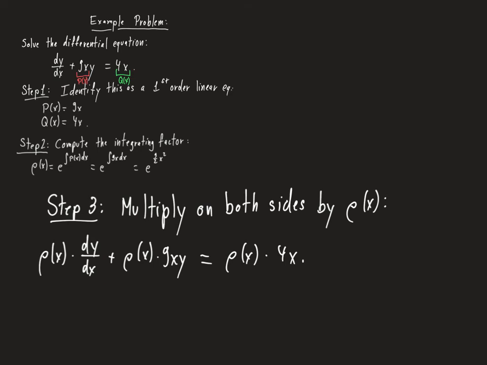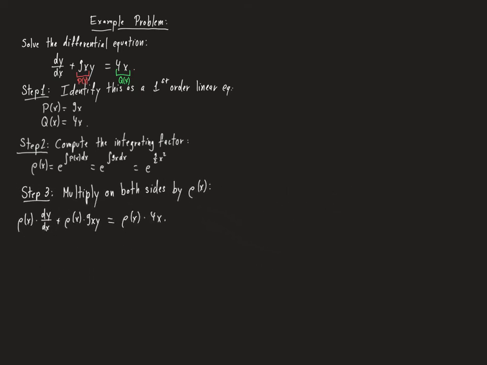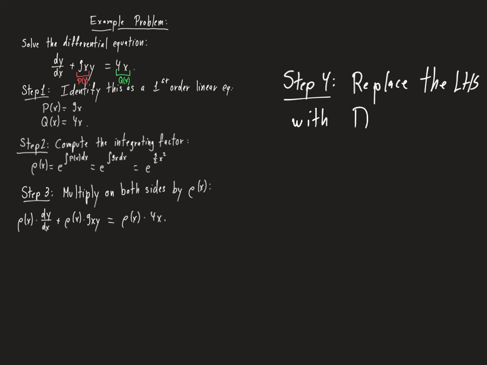I think that it will make everything messy if I do that right now. So first I'm going to proceed to step 4 and clear out this big mess that we have on the left-hand side. All right, this guy goes over here. And step 4, replace the left-hand side with the derivative with respect to x of rho of x times y.